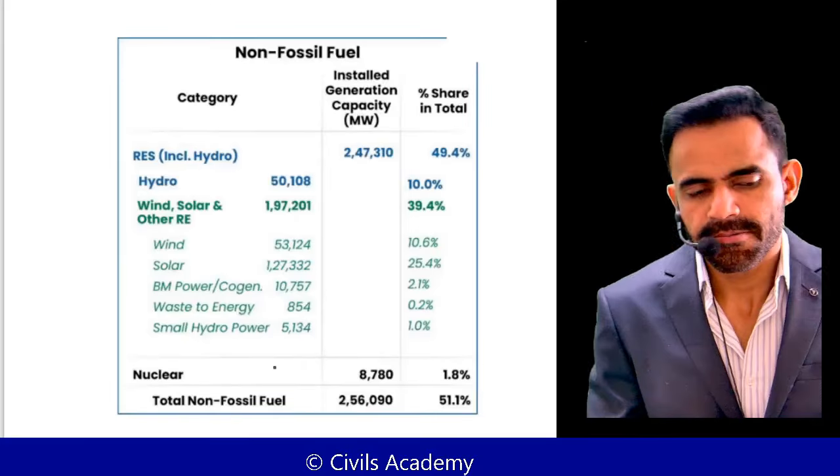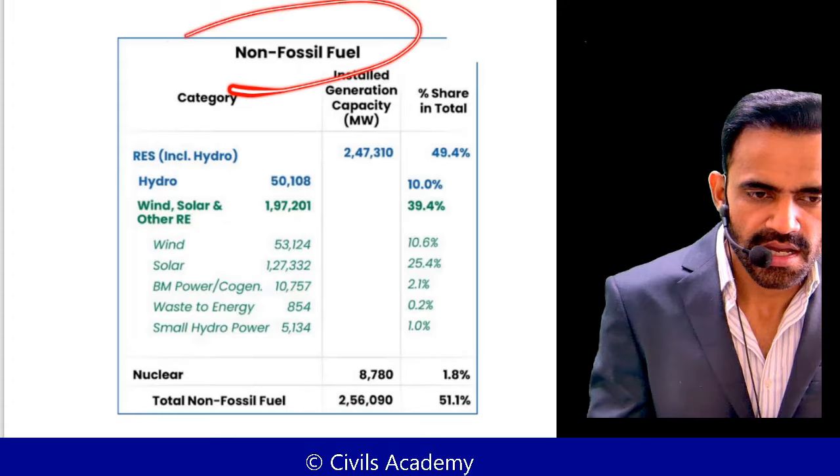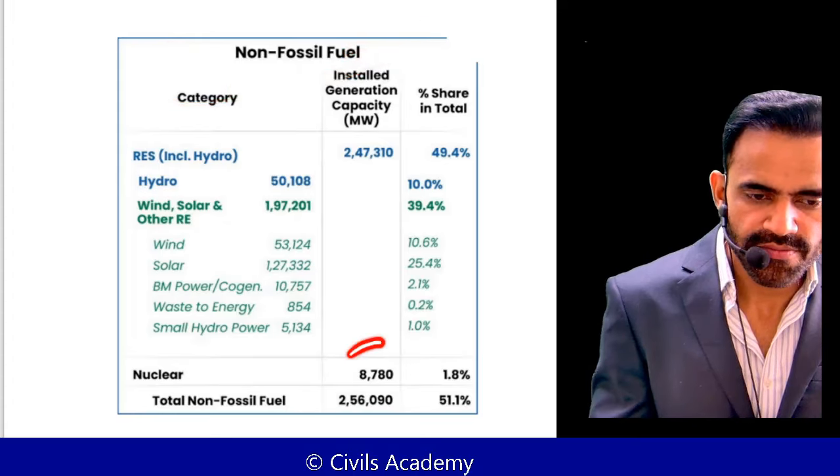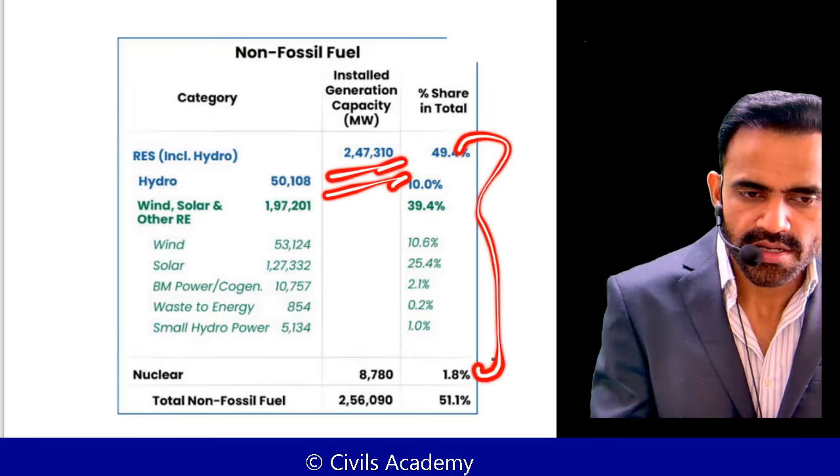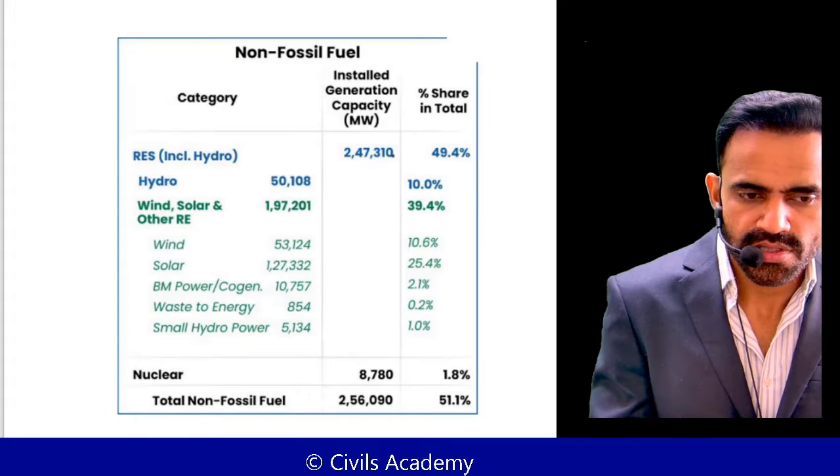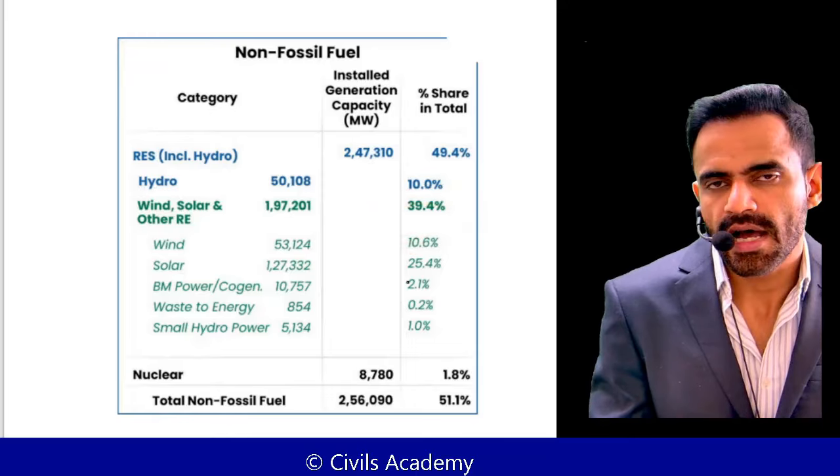4433. And this is our non-fossil fuel. So roughly we generate 8 gigawatt through nuclear energy and roughly this much gigawatt through other sources. In these sources, wind and solar are the major components.